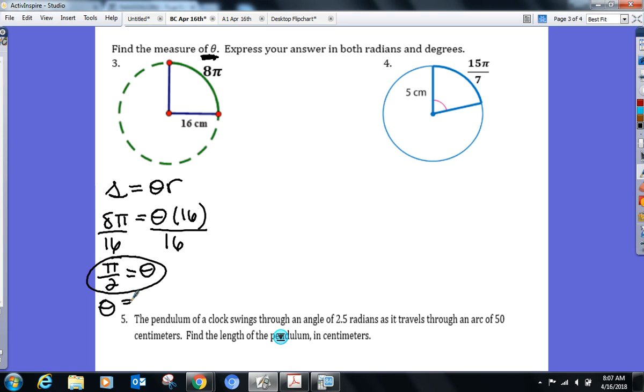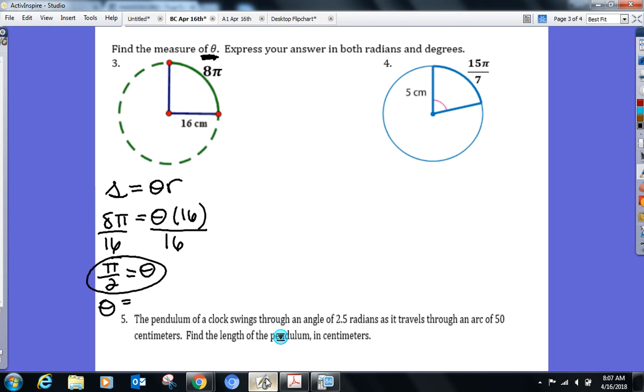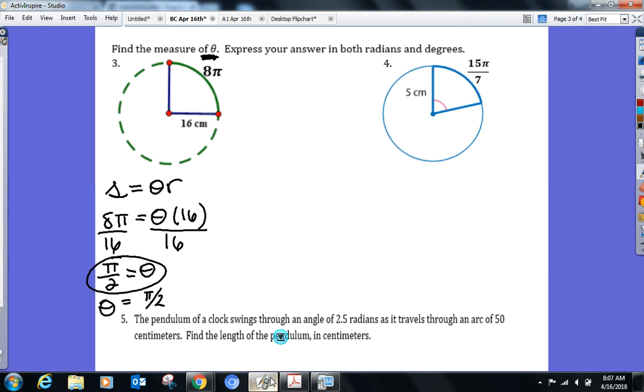I already know this is pi over 2 radians, and I chose to convert it. So what's the conversion from radians to degrees? Radians to degrees, what do I have to multiply that by? 180 over pi. Pi's cancel out. And theta is what in degrees now?